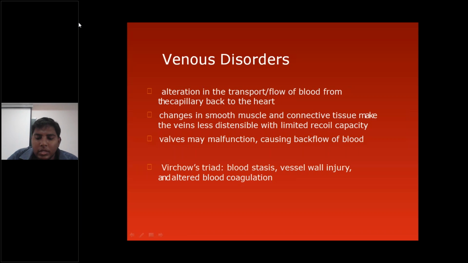In the previous class, we discussed arterial disorders. Now we are going to discuss venous disorders. As you know, veins collect deoxygenated blood from the peripheries to the heart. An alteration in this transport could lead to various venous disorders, like thrombophlebitis. Phlebitis means inflammation of the vein.